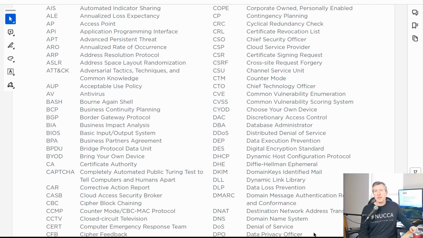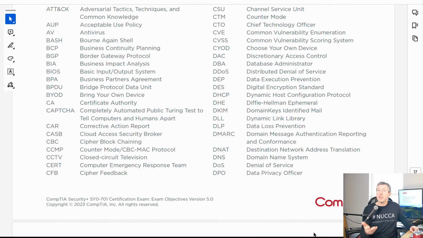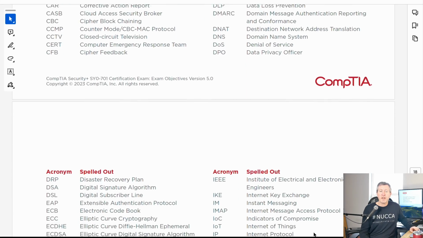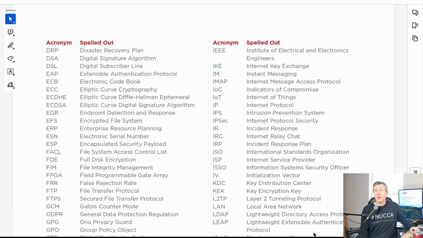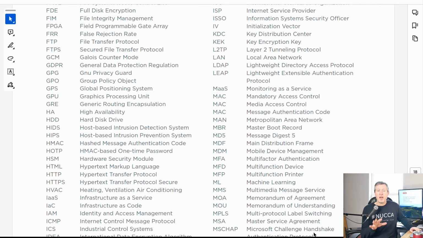So they do have these at the end of this objectives document as well, which I mentioned, and you can get it directly from CompTIA's website. If you want a good list of acronyms to come through and study, be sure to check these out.